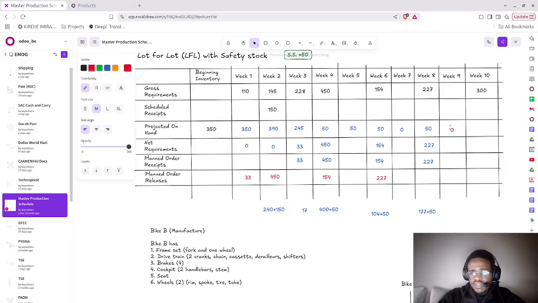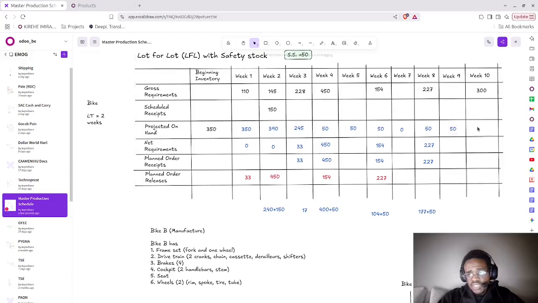We have 0 demand. Oh, okay, we have 50 here. And we have 0 demand in week 9. So 0 net requirements. We're just going to skip week 9. And then we go to week 10 with 50 bicycles.